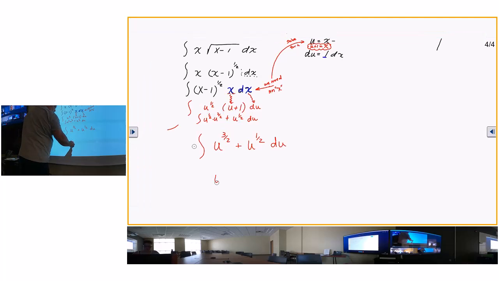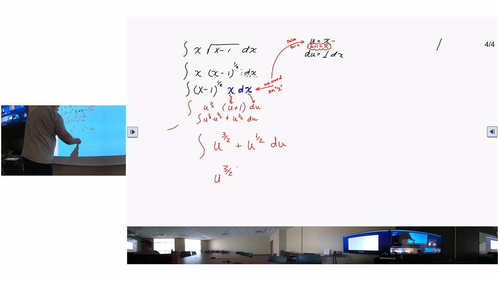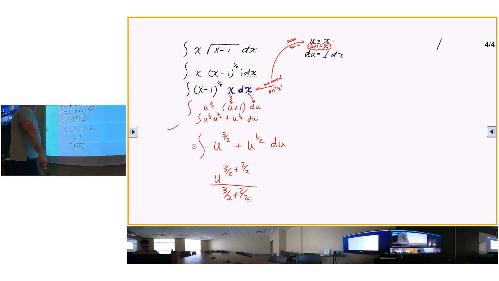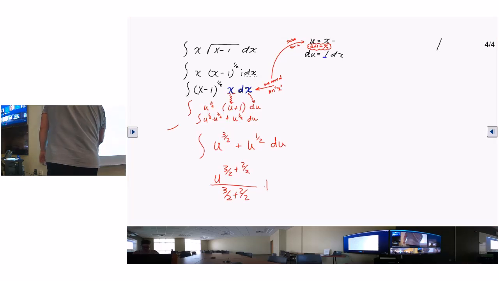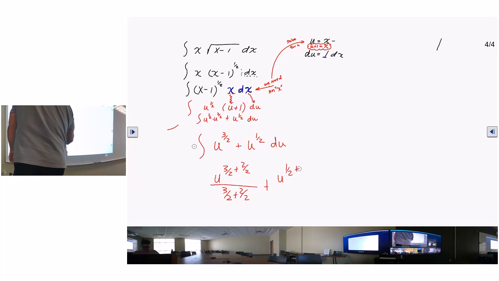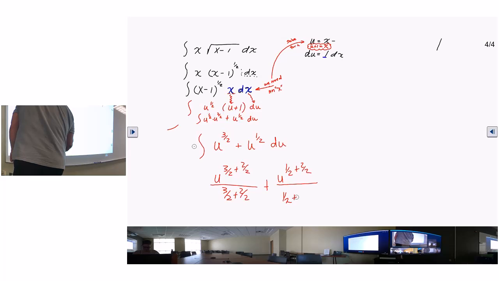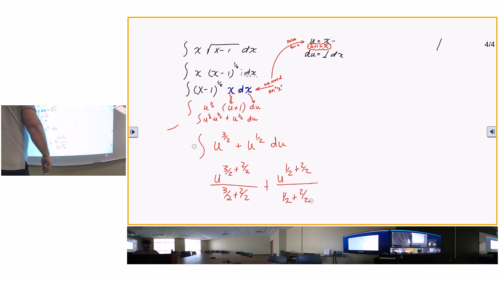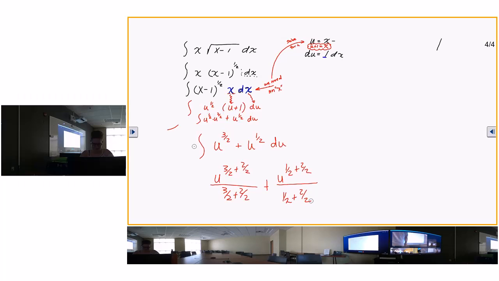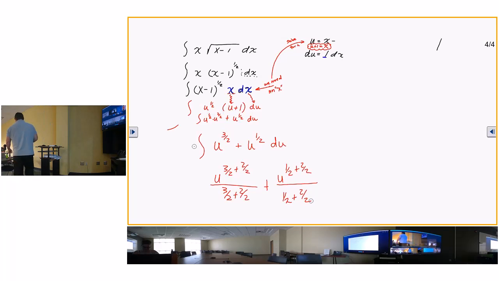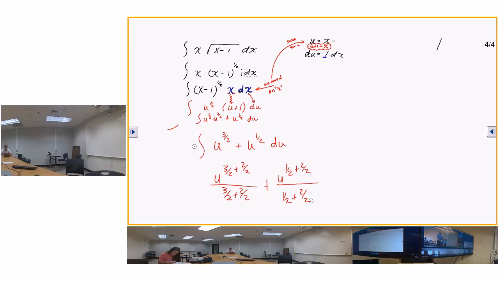So, that's going to be u to the 3/2 plus 2/2 over 3/2 plus 2/2. Y'all quit yet? Plus u to the 1/2 plus 2/2 over 1/2 plus 2/2. All right, now I'm going to get y'all to finish it with all of your algebra expertise and back substitution. Because I have confidence in y'all.